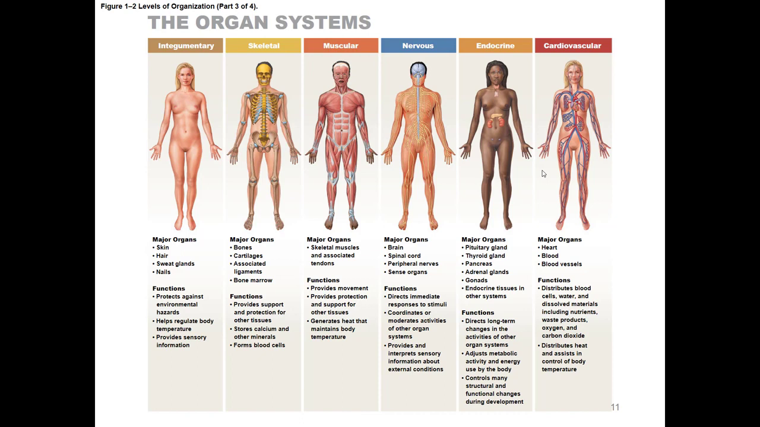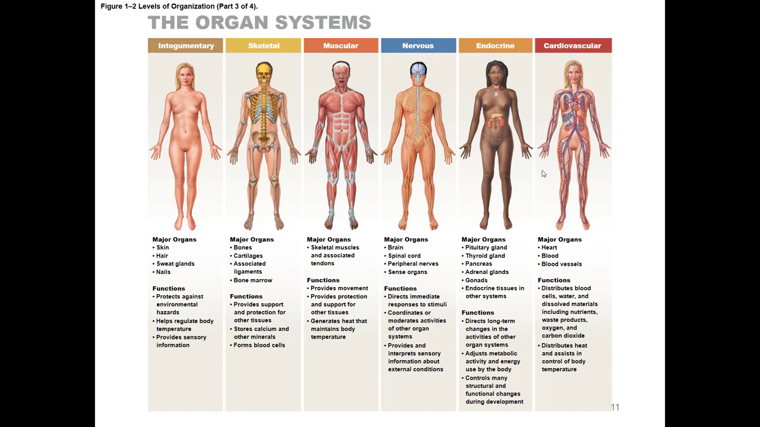We also store calcium and other minerals in our skeleton, and our bone marrow is responsible for forming blood cells. Next, we have the muscular system, which is made up of skeletal muscles and tendons. Muscles are going to provide movement, and they also will support soft areas as well. By moving our muscles, we generate body heat, and that helps to keep us warm.